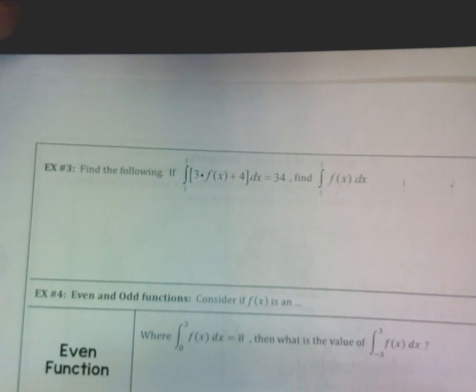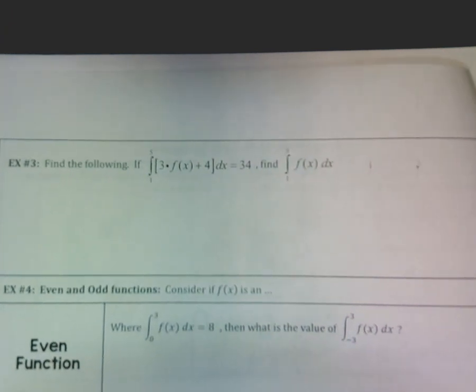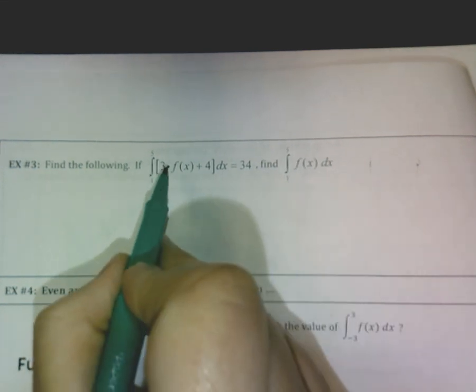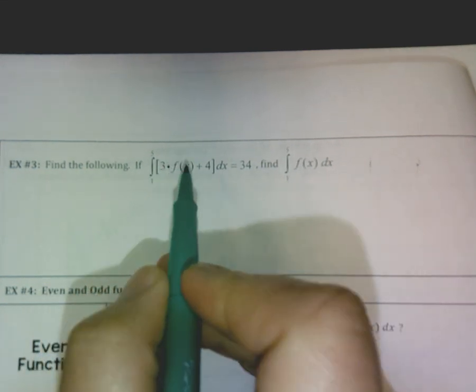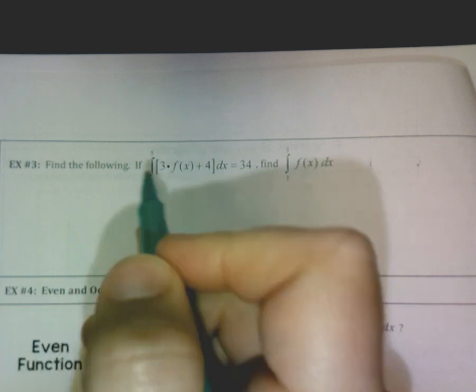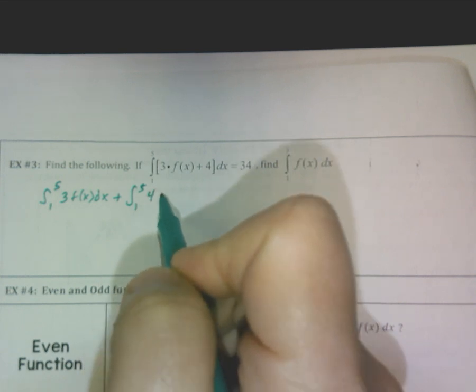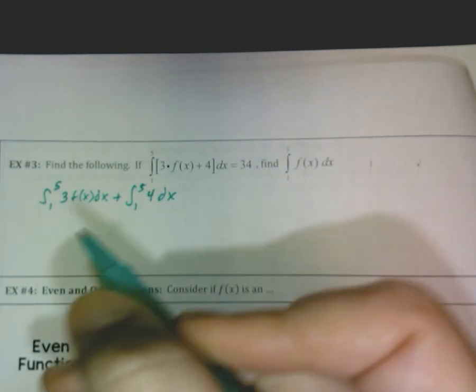All right, let's find the following. If the integral from 1 to 5 of 3 times f of x plus 4 dx equals 34, find the integral from 1 to 5 of f of x dx. Interesting. Okay, so let's use our properties and separate this and find out what's going on. Let me start with the plus. Let me separate this into the integral from 1 to 5 of 3f of x dx plus the integral from 1 to 5 of 4 dx. And we know it equals 34.